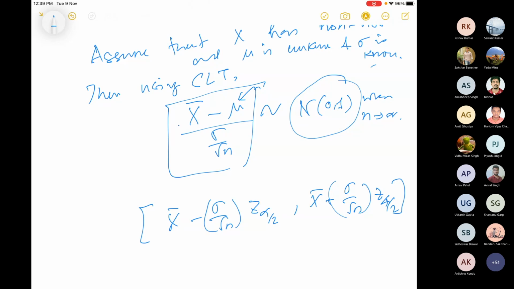Okay, so whatever confidence interval we have for the normal, we can do the same thing for non-normal. When the PDF is not normal, at least when sigma is known, we can find the pivotal quantity and hence the confidence interval for mu, using CLT.